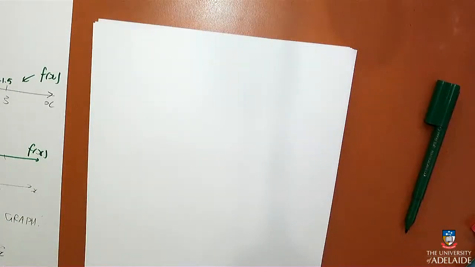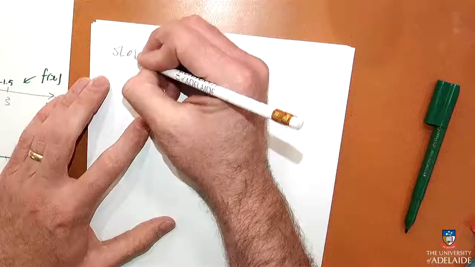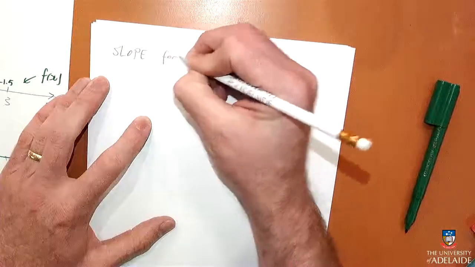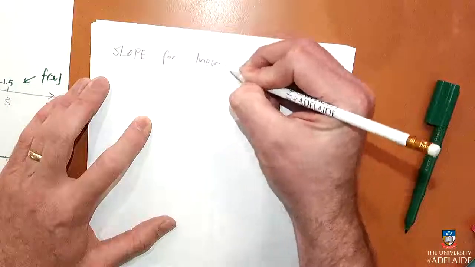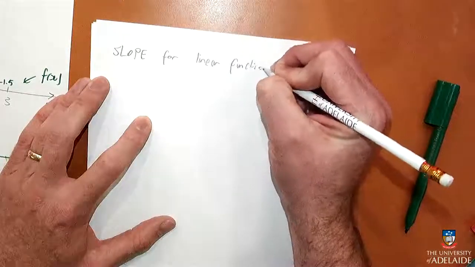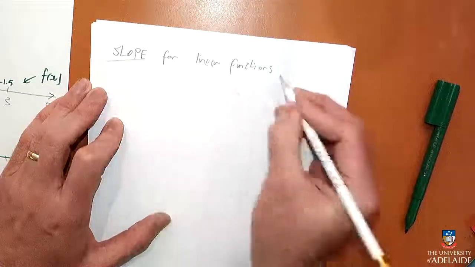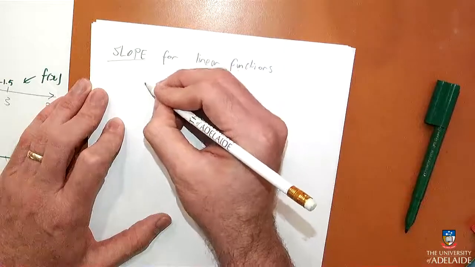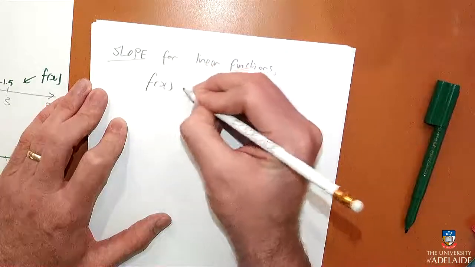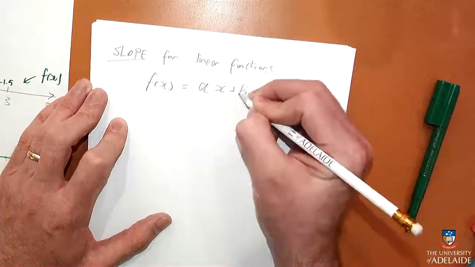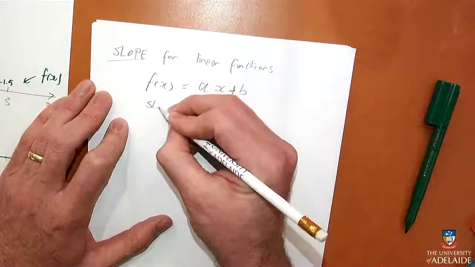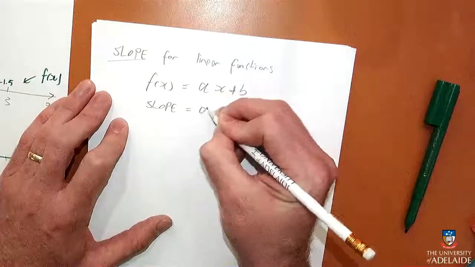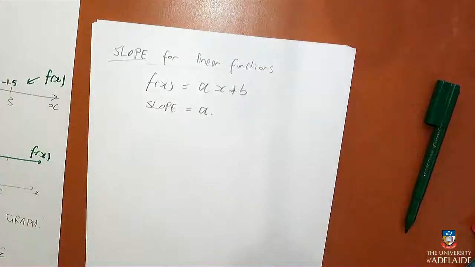Right. So let me just say something. Slope for linear functions: if you have something like f of x is ax plus b, then the slope is a. And every time you move x up by 1, the f of x will go up or down by a, depending on whether a is positive or negative.